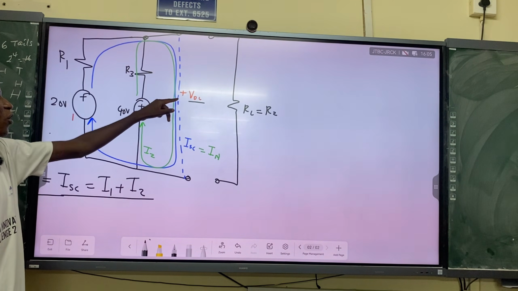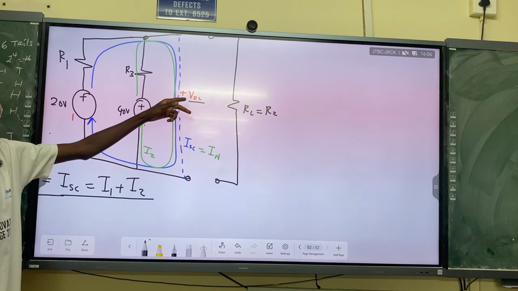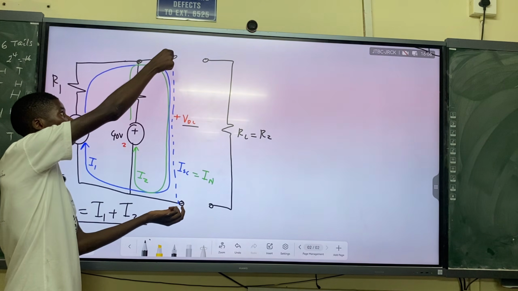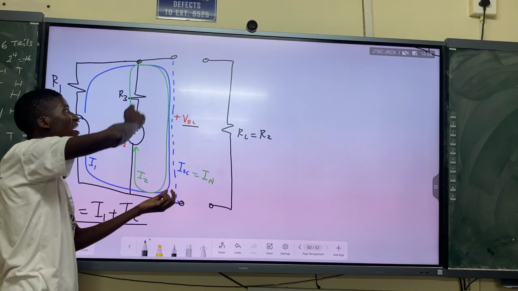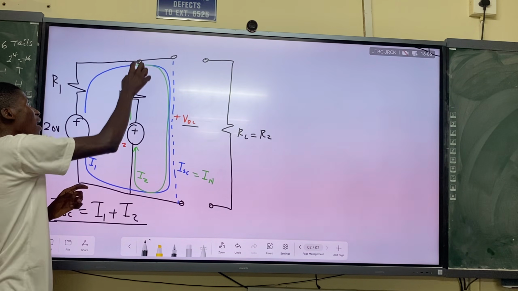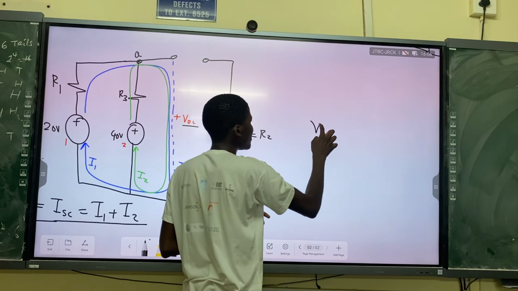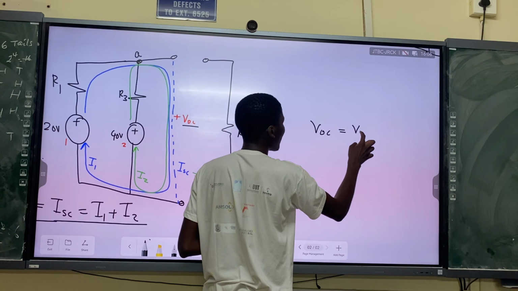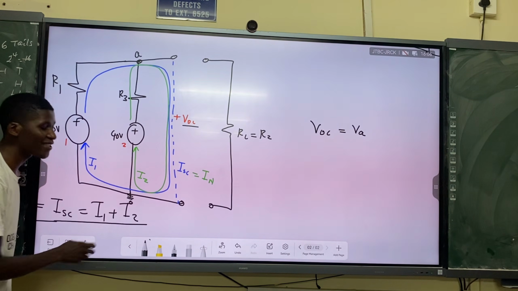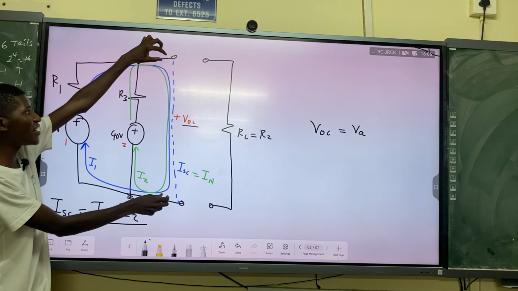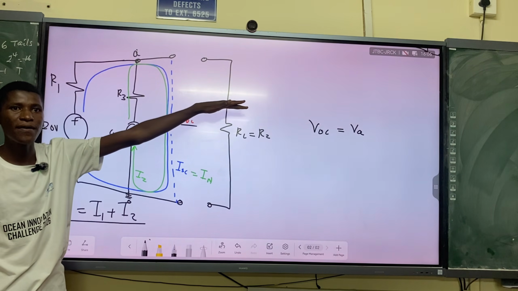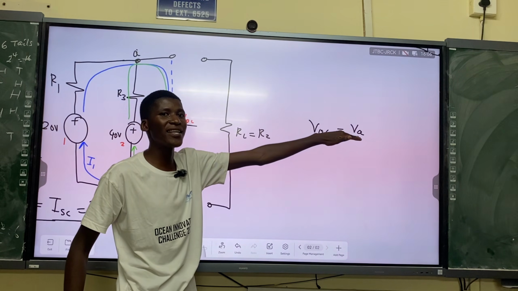And to find VOC, which is our open circuit voltage, we leave the terminals open, and the voltage that we measure across those ends. Remember last time, it is equal to the potential at this node. So at node A, my VOC is going to be equal to what? The potential at node A. We are going to ground this and this is going to be 0. So the potential difference between these two ends will be VA minus 0, also VA. So the open circuit voltage is going to be VA.